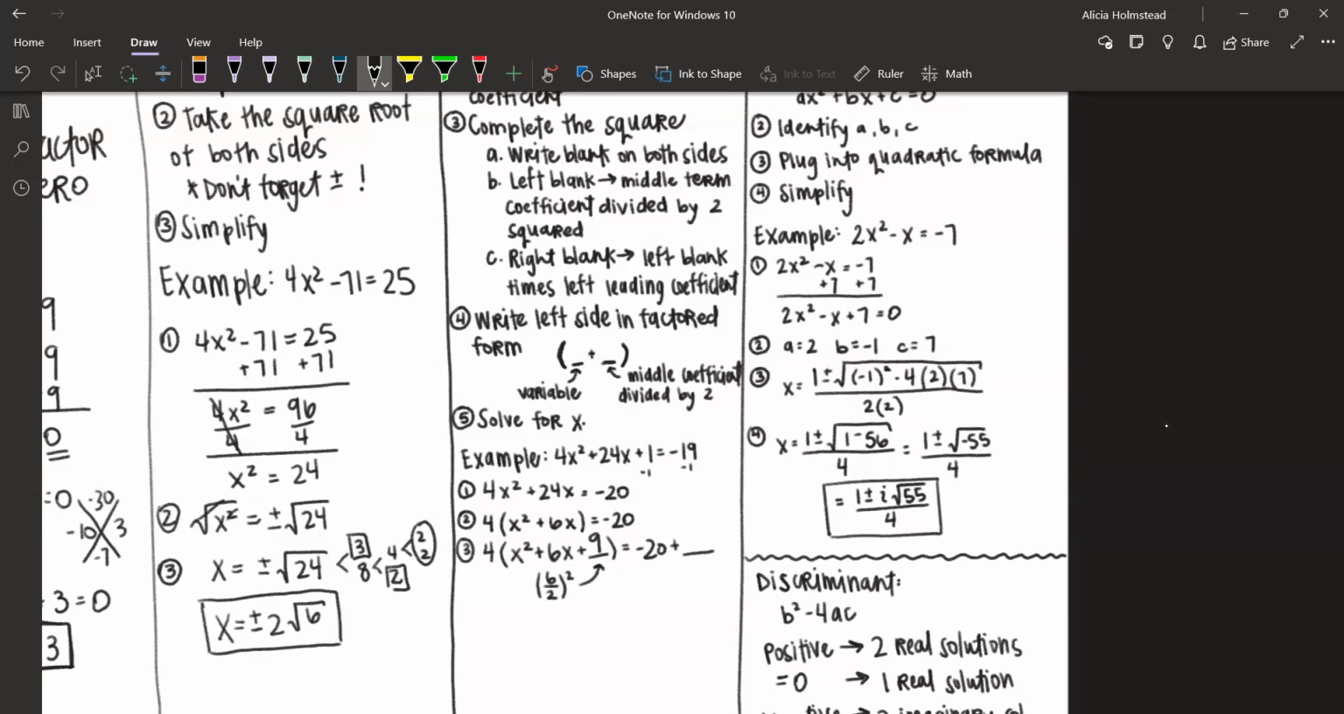And then the right blank is the left blank times the left leading coefficient. So for this one, we're going to take the left blank, which is a 9, and we're going to multiply it by the left leading coefficient, which is a 4. So our blank is going to be 36.